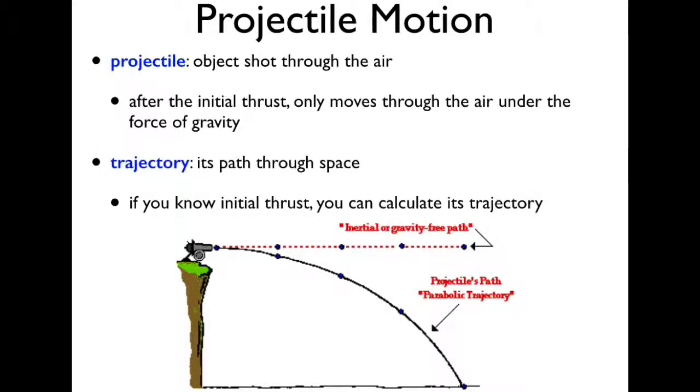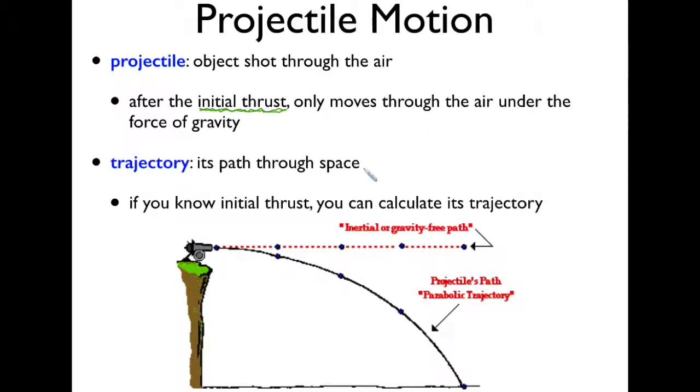In this section, we're going to talk about horizontal projectiles, or projectiles in general, and then we'll go to horizontal, and then we'll talk about angled projectiles. So a projectile is any object that is shot through the air, so anything that is moving through the air. After the initial thrust, or whatever you do to that object to get it going, it only moves through the air under the force of gravity, which means it's going to start getting pulled down.